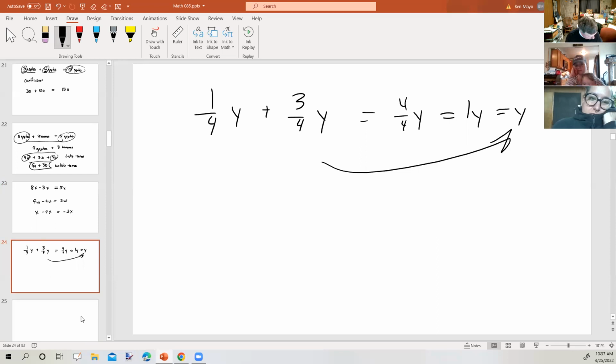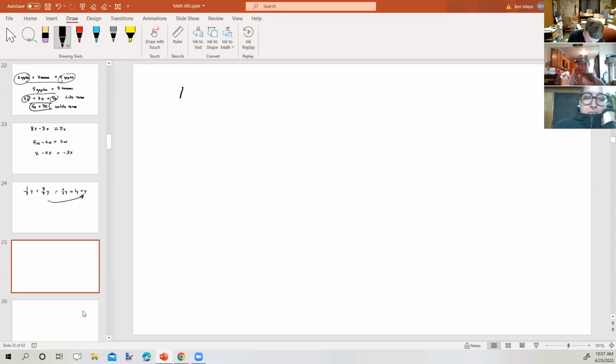All right. What about this situation? 4x over 5 plus 3x over 4. These are like terms. They both contain the variable x. However, we can't just add those like terms right away because the coefficients, the fractions, don't have a common denominator. Well, what's the least common denominator of 5 and 4? It would be 20. So what we've got is this.